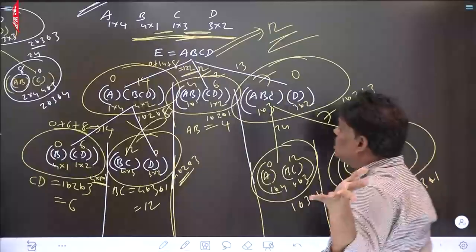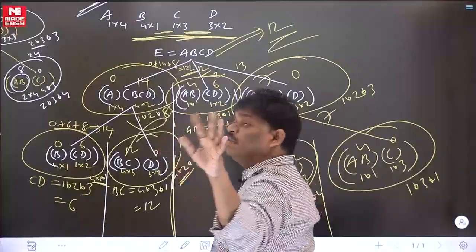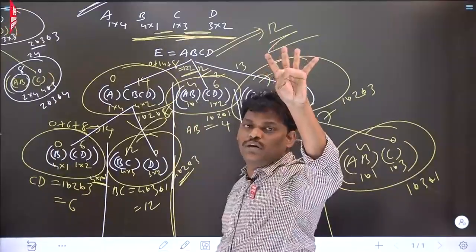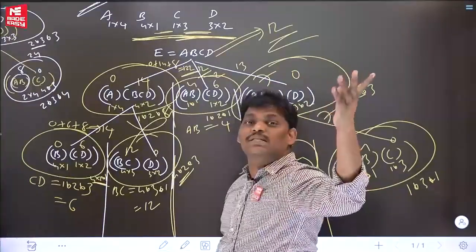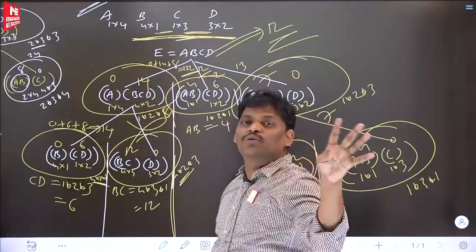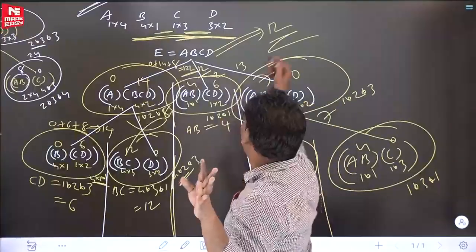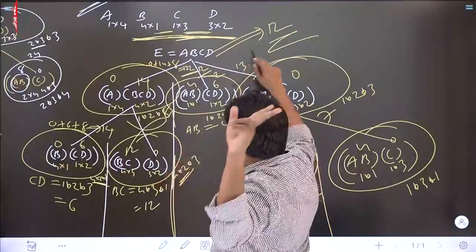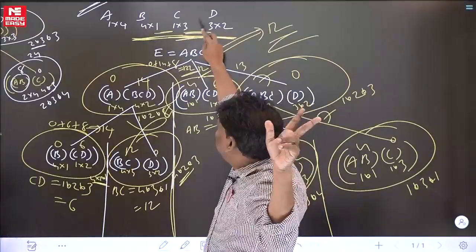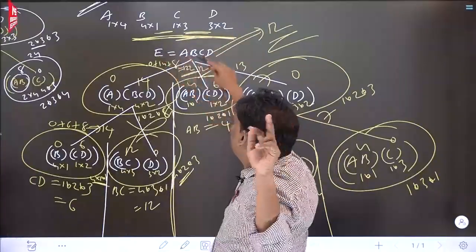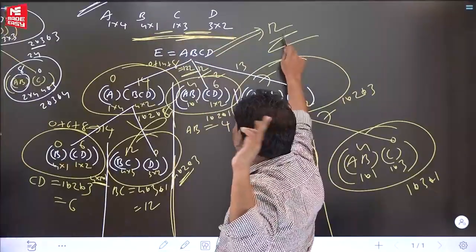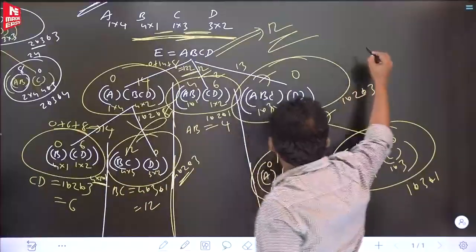Now from the matrix chain multiplication, only numericals will come. There may be a chance of a 4 marks question. How is it? They will give 4 matrices. They will ask you, if you want to multiply these 4, what is the minimum number of multiplications required? 12. The next one, right? Question number 1 is going to be this. The answer is 12.